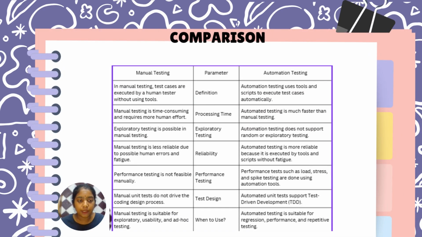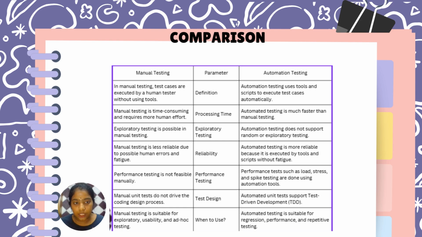For the comparison part, there are manual testing and automation testing. For the definition, in manual testing, test cases are executed by a human tester without any tools. For automation testing, tools and scripts are used to execute test cases automatically. The second is processing time. Manual testing is time consuming and requires more human effort because the human checks one by one. Automated testing is much faster than manual testing.